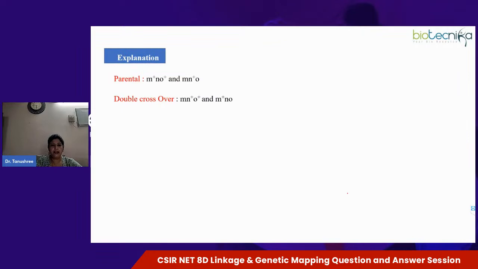Basically, the parental combination is given and the double crossover is given. So tell me, what do you think is the correct order of the genes? Okay, Rahul, Achal, Surendra, Suresh, you are saying option 2. Okay, so I can see some of you have already answered this question. That's great.